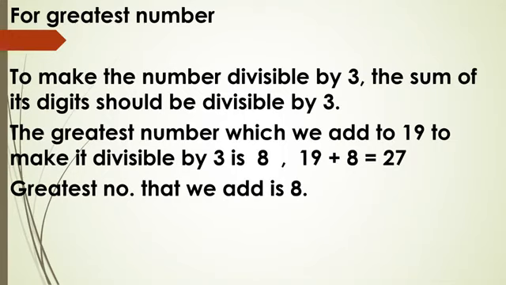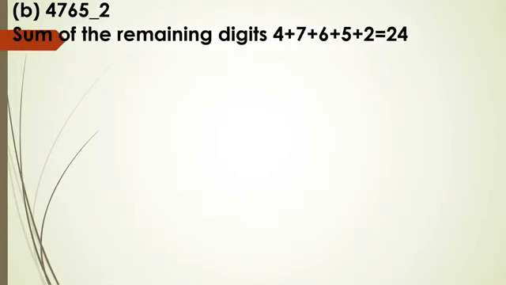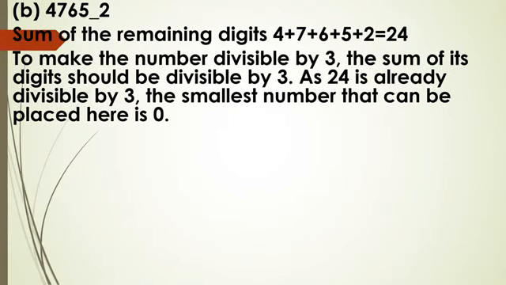Same is the B part. First of all, find out the sum of all the remaining digits. It is 24. What is the smallest number that we can add to this to make it divisible? We can see that 24 is already divisible by 3. 3 8s are 24. That means there is no need to add anything. So 0 is the smallest number.